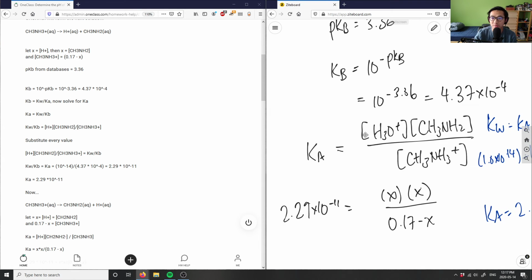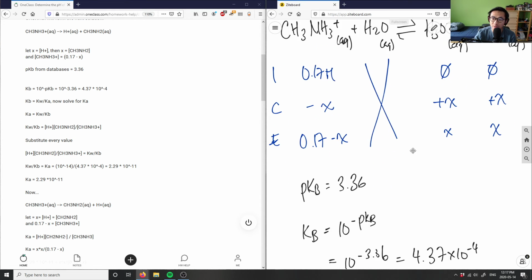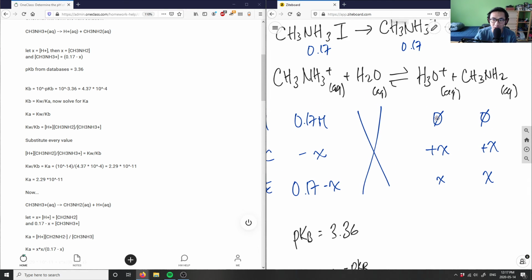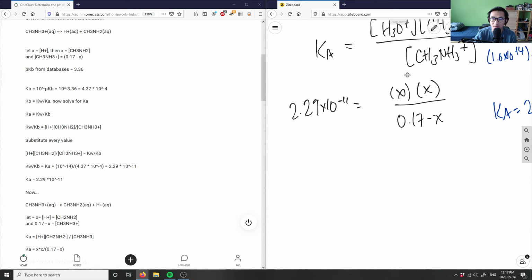And the reason why we have to use Ka and not Kb here is because we're making hydronium ions, right? If we make hydronium ions, we need the Ka of this expression. So that's why I can't use Kb. If it made hydroxide ions, I could use the Kb. But because I'm making hydronium ions here, I'm forced to use the Ka. So again, this here is my Ka expression.